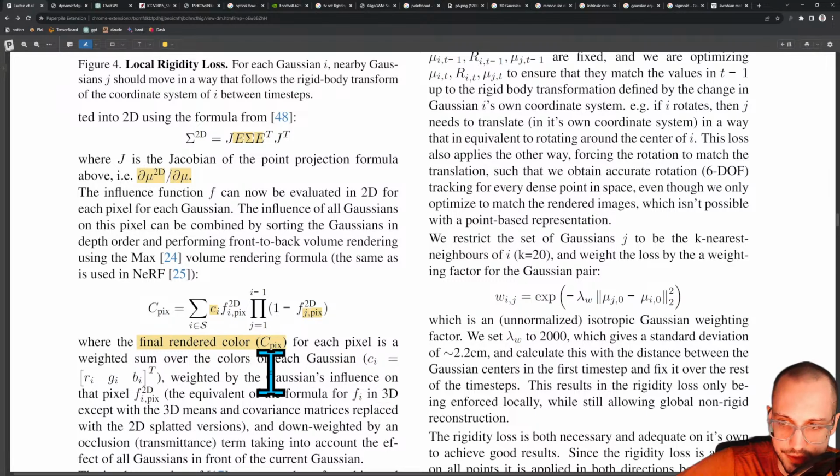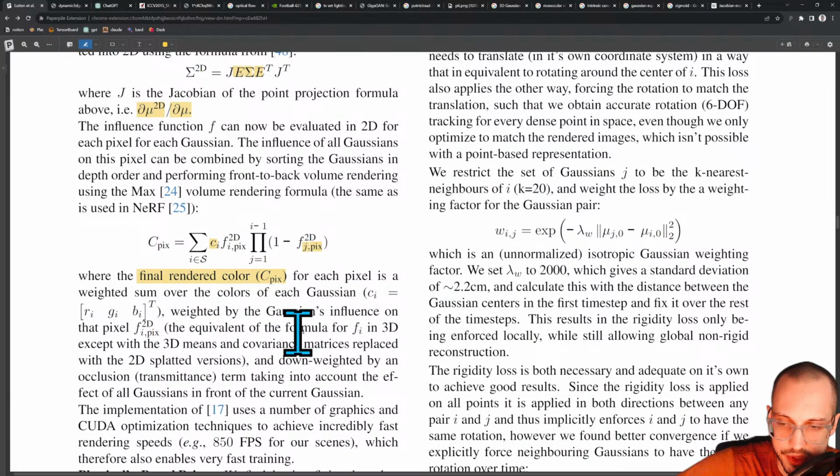A weighted sum of the colors of each Gaussian, weighted by the Gaussian's influence on that pixel. The equivalent of the formula Fi in 3D, except the 3D means and covariance matrices are replaced with the 2D splatted versions and downweighted by an occlusion term, or transmittance or opacity, taking into account the effect of all Gaussians in front of the current Gaussian.